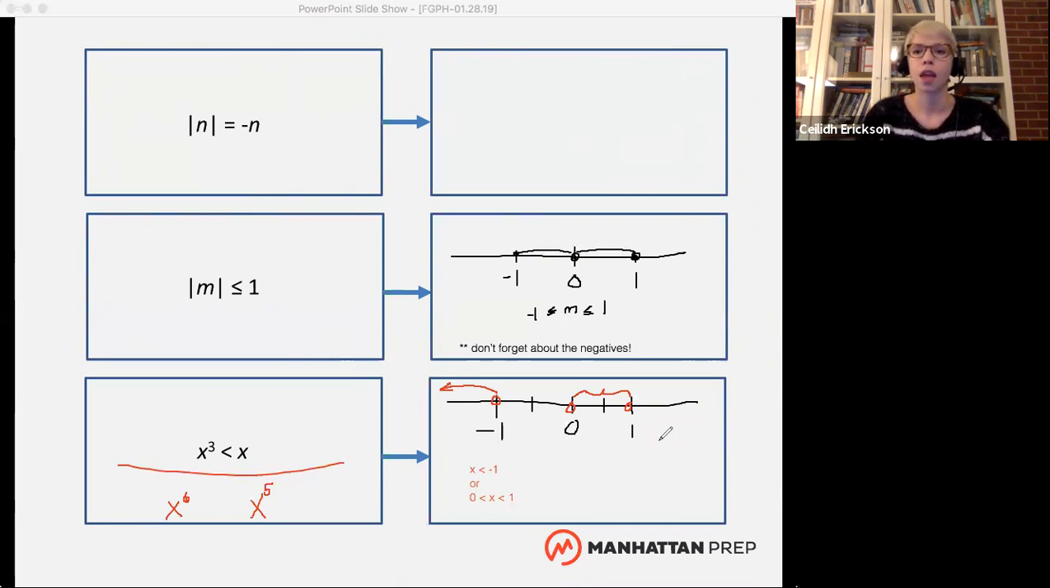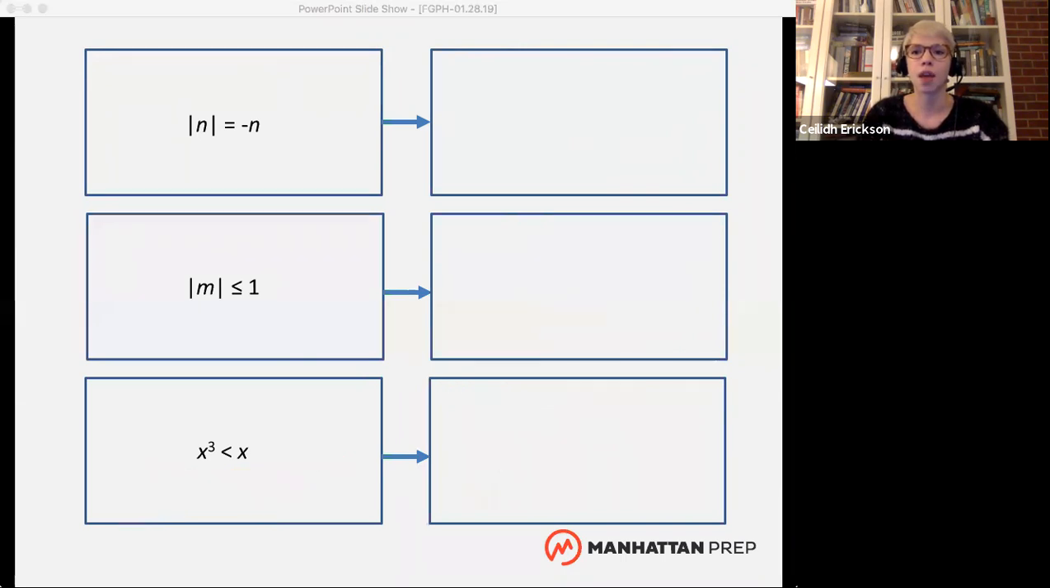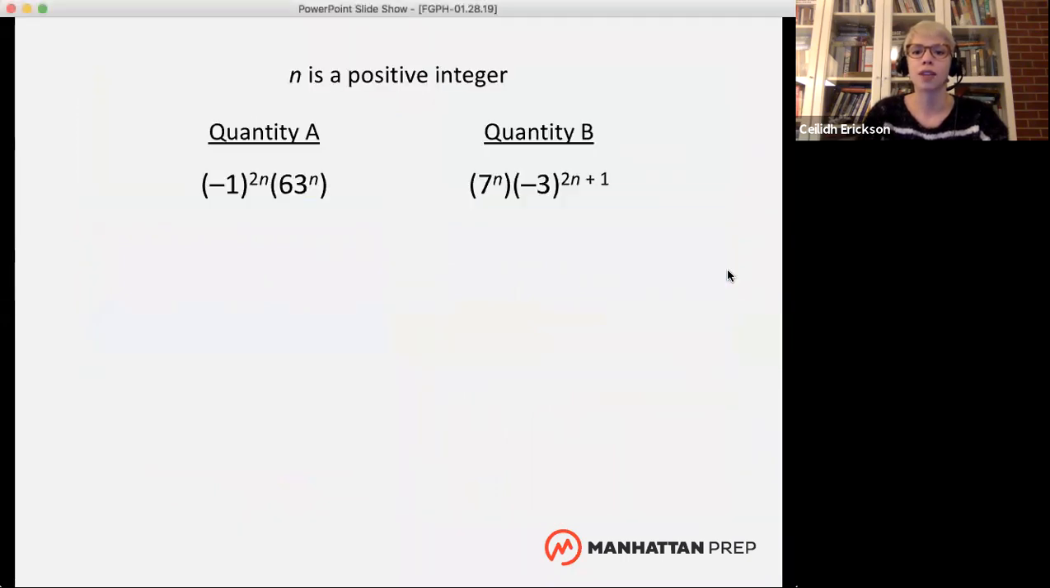Cool. All right, take a screenshot if you'd like. Otherwise, we're going to clear this. And now we have a challenge problem that ties together a bunch of different number properties concepts. So give this one a try.